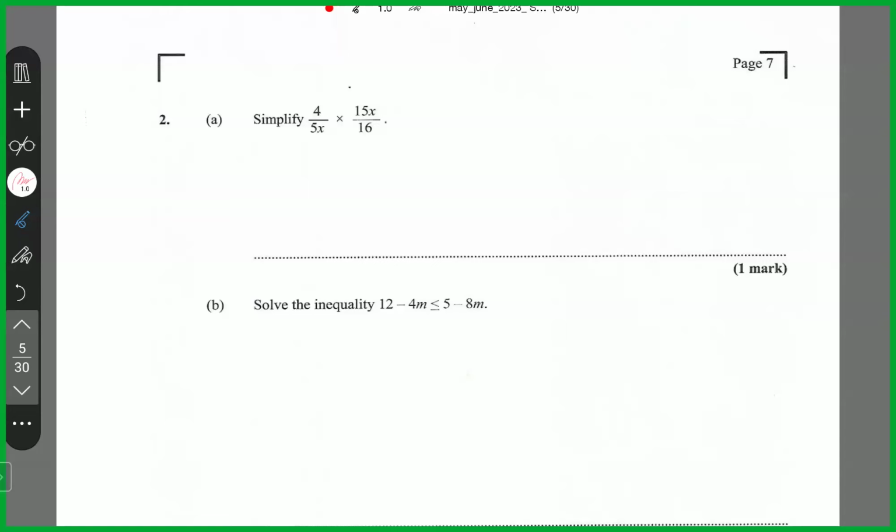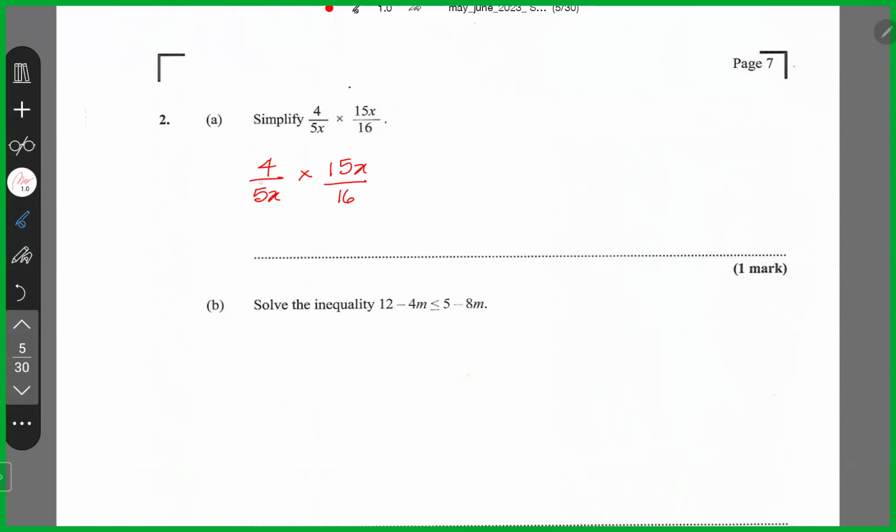All right, May 2023, question number 2A says simplify. So this is an algebraic fraction, and we have 4 over 5x multiplied by 15x over 16.